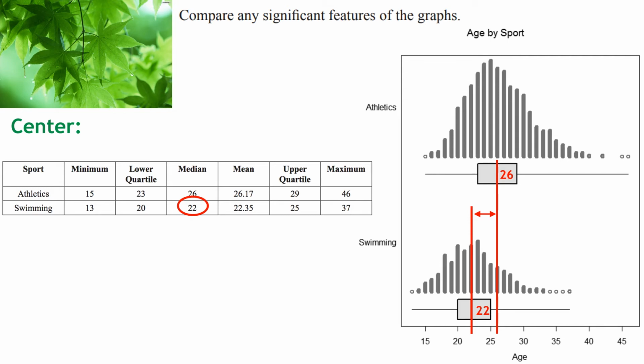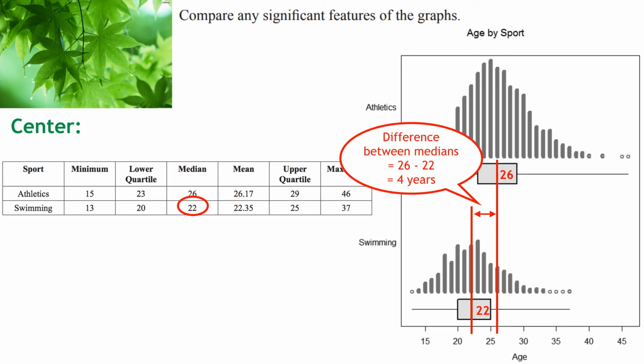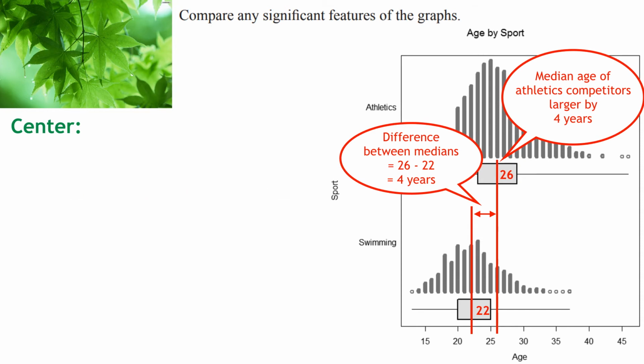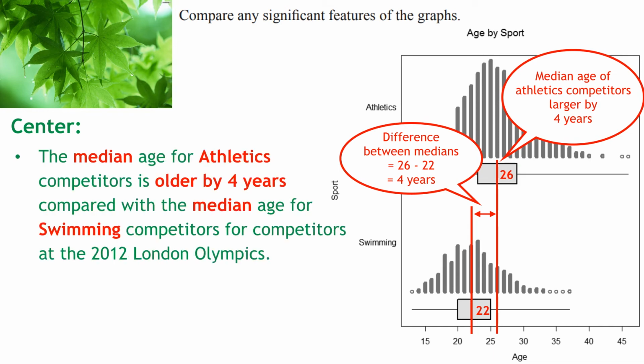Now, you can see I've drawn this little arrow here. We want to look at how different they are. That's what we're looking for, because we're comparing. We want to know which median is bigger and by how much. The difference between the medians, 26 minus 22, gives a difference of 4 years. Which one is bigger? The median age of athletics competitors is bigger than the swimmers by 4 years. Now we write that up in a sentence and justify it with our evidence. We can say the median age for athletics competitors is older by 4 years than the median age of swimming competitors, and I'm giving the population: competitors at the 2012 London Olympics.